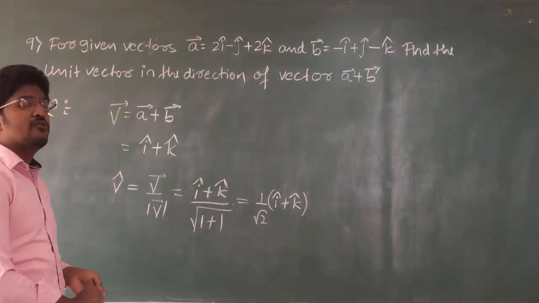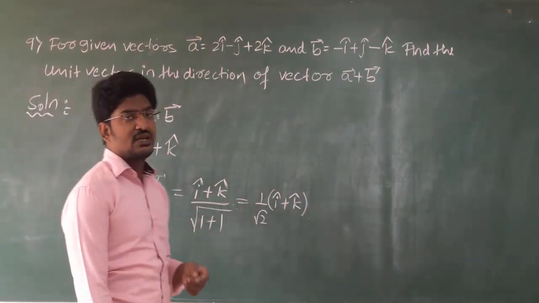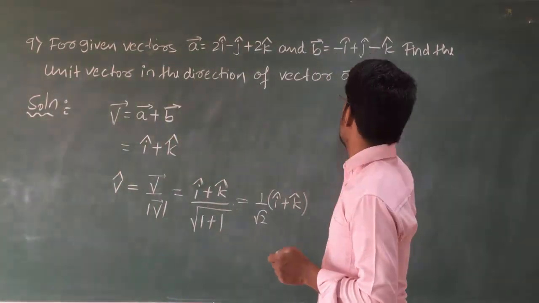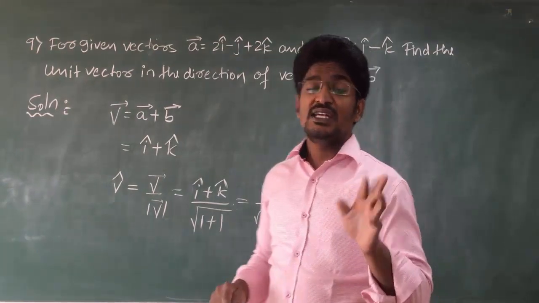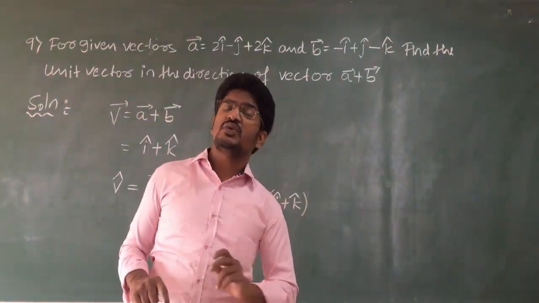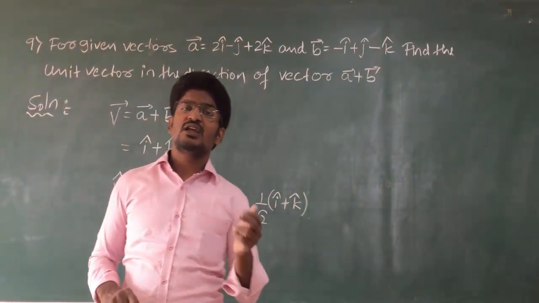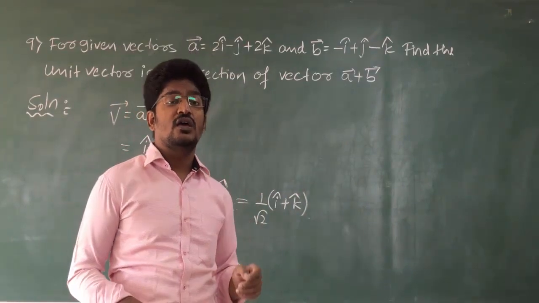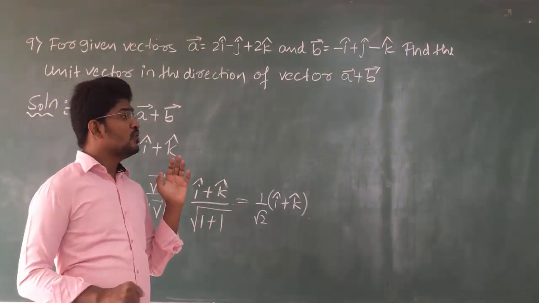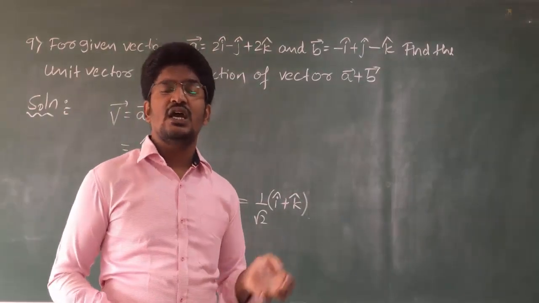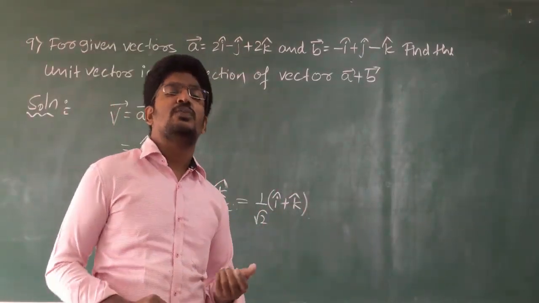So be careful whenever you are solving the unit vectors. Sometimes they ask for the unit vector in the direction of vector A plus B, sometimes in the direction of vector A minus vector B, and sometimes they can ask directly in the direction of a given vector A. So that's why you must be careful. Read the question carefully, see which unit vector they are asking, and then you simplify.